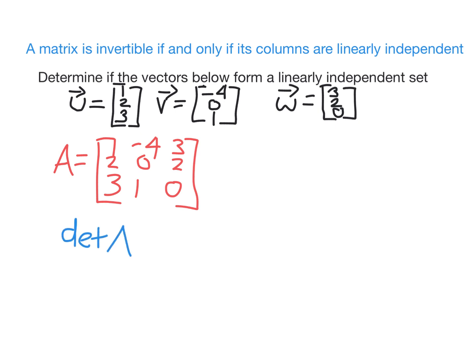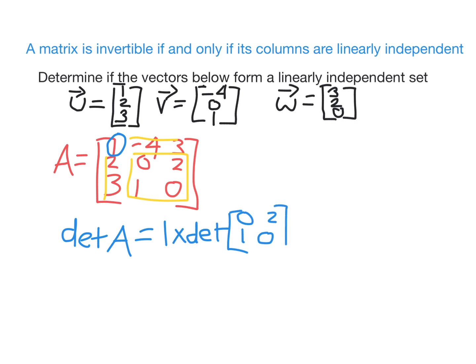If we remember how to do this, we look at this entry, cross out the row and column in which it is, and multiply the number we've circled by the determinant of the resulting matrix. So it will be 1 times the determinant of the 2 by 2 matrix that's left. Now we always alternate signs. The first one was positive, the next one's negative.